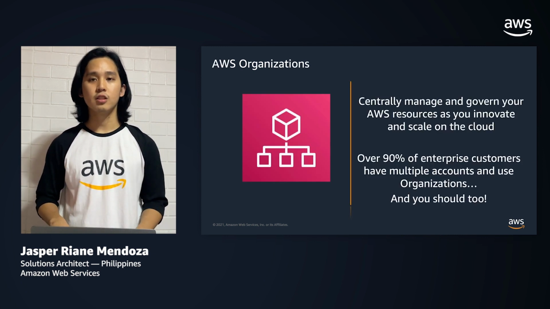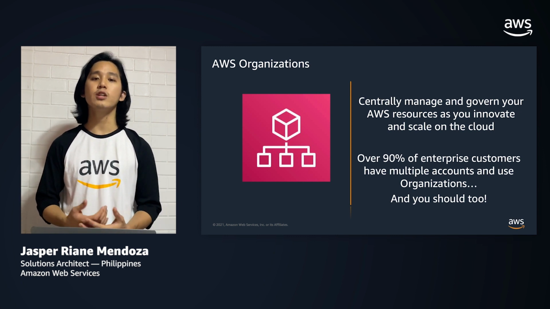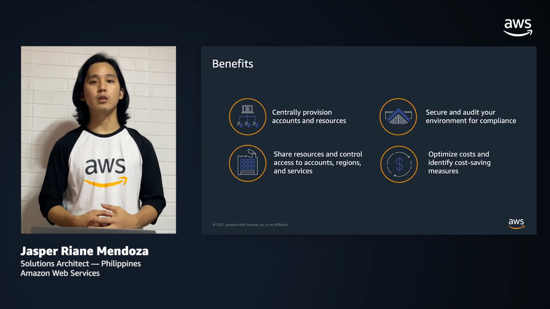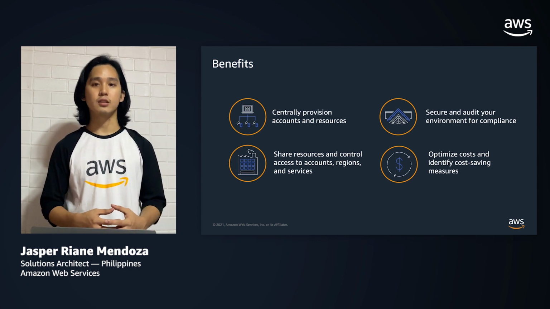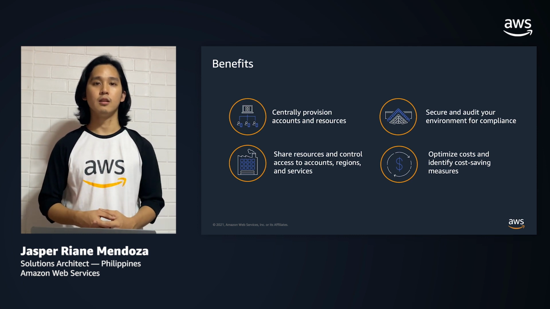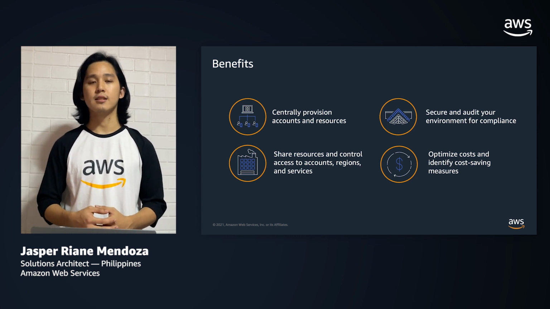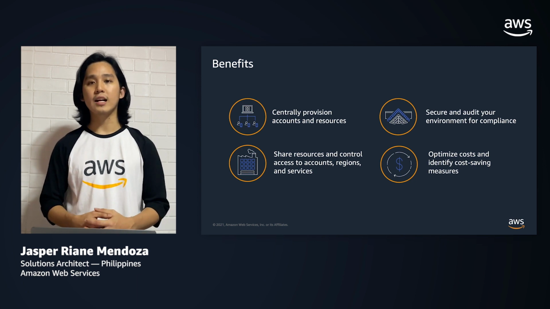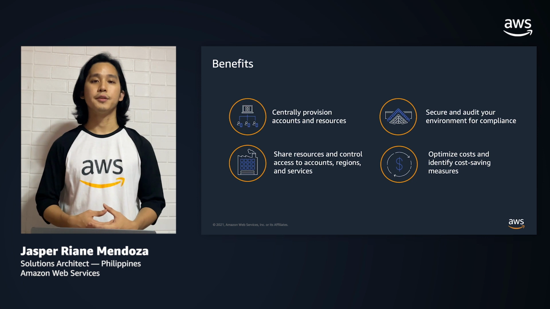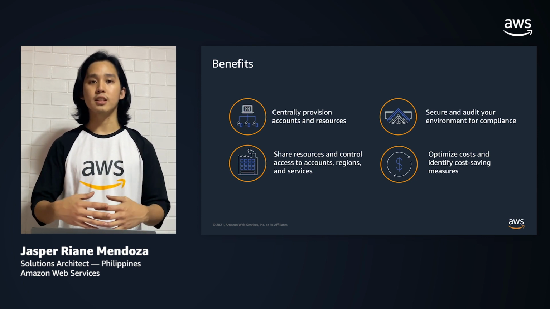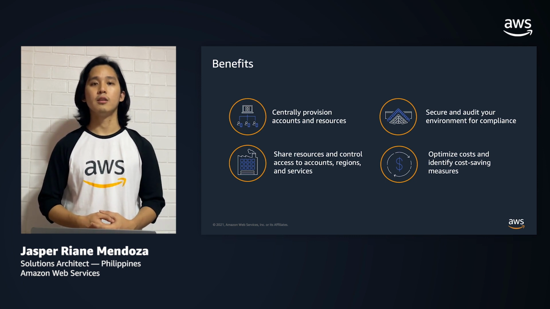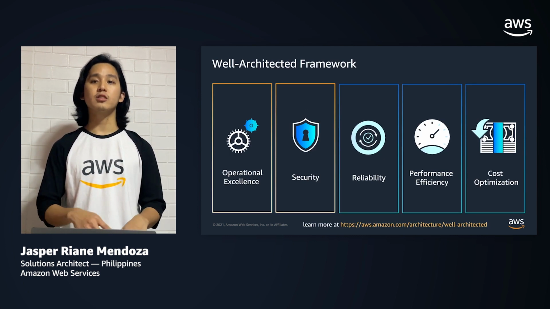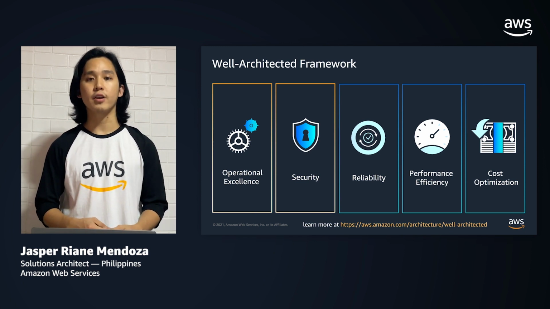With AWS Organizations, you can centrally manage and govern AWS resources as you innovate and scale on the cloud. AWS Organizations has several benefits and features. This includes reduced complexity in managing multiple accounts, since you can centrally manage multiple AWS accounts. You can also secure and audit your environments for compliance. There are several tools available using AWS Organizations. You can share resources and control access to accounts, regions, and services. With features such as service control policies, you can easily centrally manage the security of your organization. You can also optimize cost and identify cost-saving measures. AWS Organizations supports the operational excellence and security pillars in the AWS Well-Architected Framework.